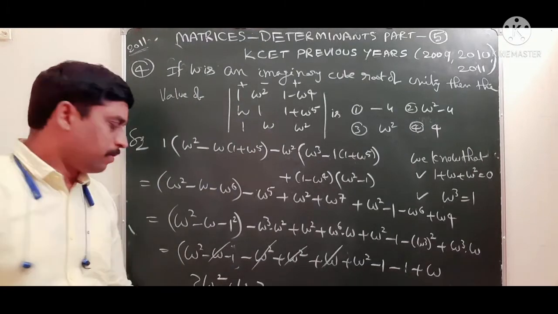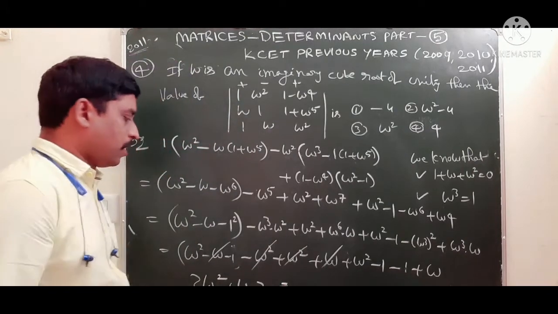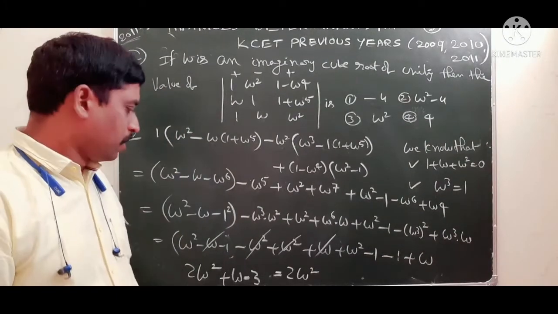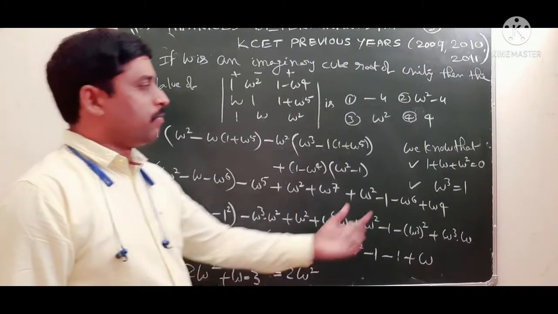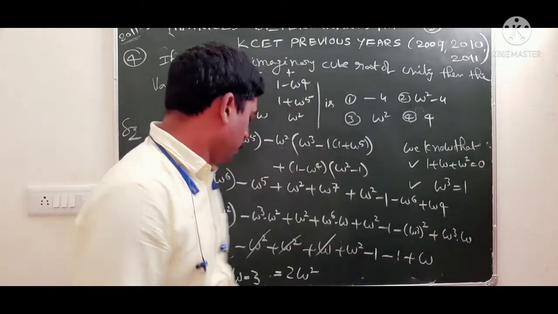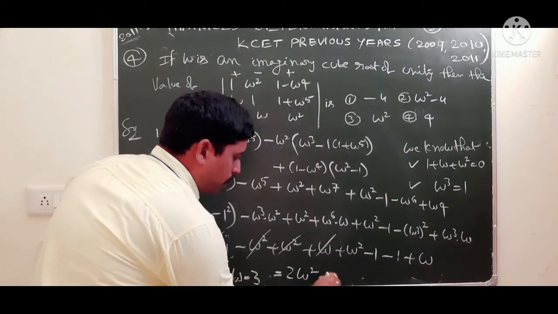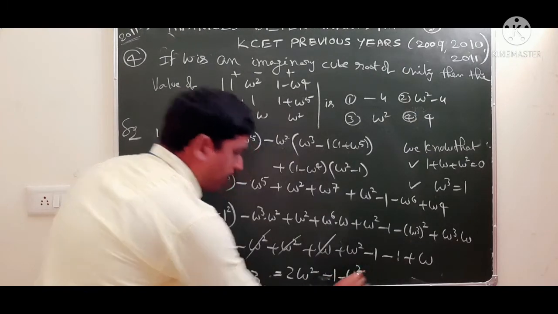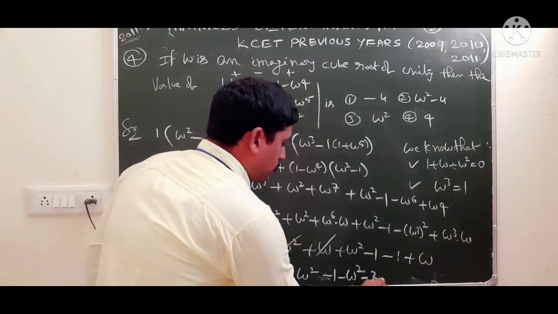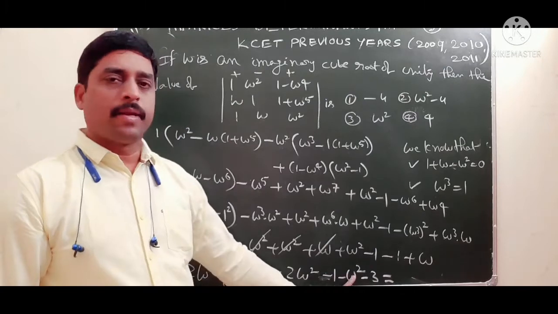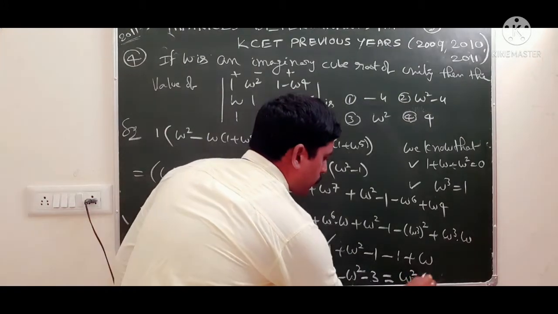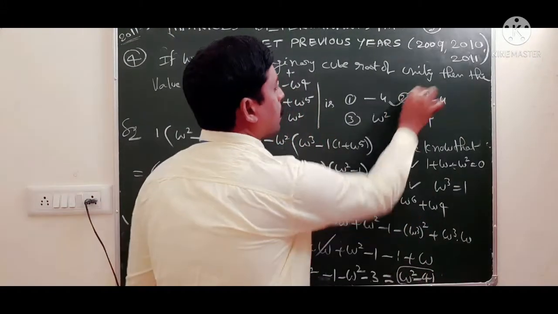So by using the omega formula, 2 omega square, from the equation 1 plus omega plus omega square equals 0, omega is equal to minus 1 minus omega square. So this value will be 2 omega square minus omega square, minus 1, minus 3, giving minus 4 omega square minus 4. So which option? The second option is correct.